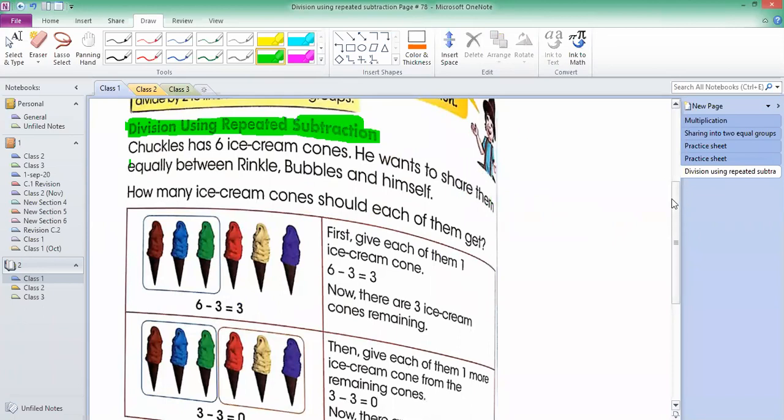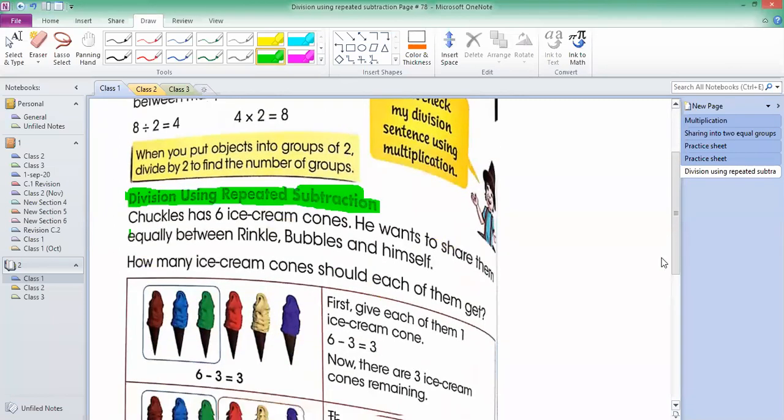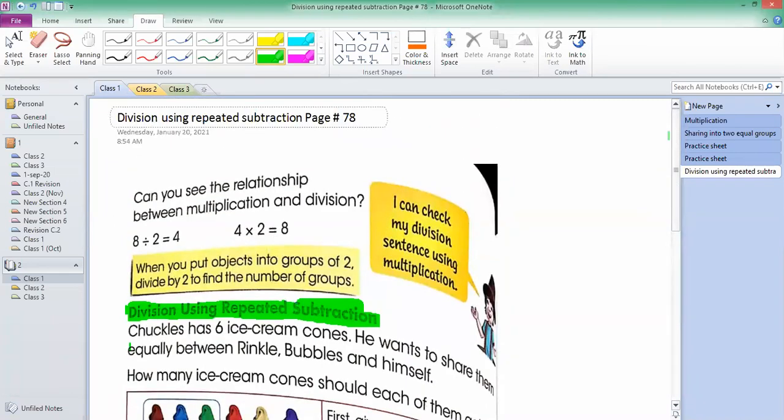Okay, so guys, it is on page number 78. So please open your book, page number 78. I'm giving you 10 seconds to open your book, page number 78. After some seconds, I'm going to open your mic and you have to tell me whether you have opened it or not. Division using repeated subtraction. Guys, did you open your book? Yes, sir. Very good, guys.